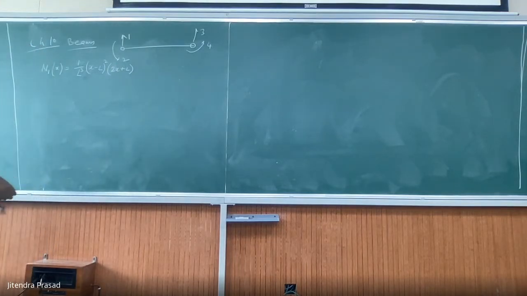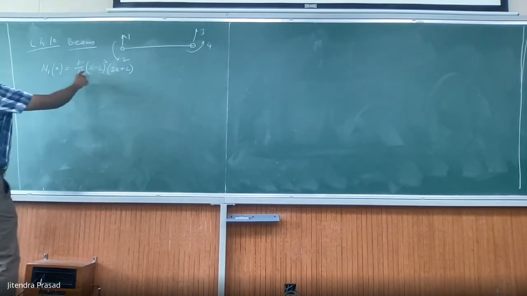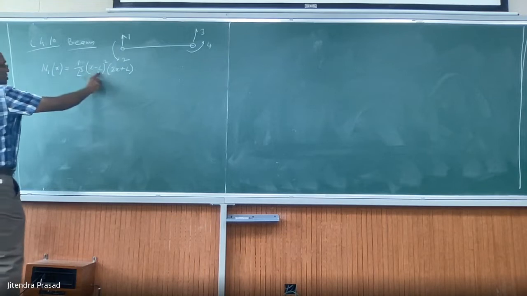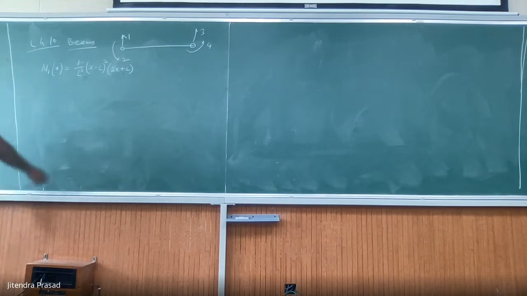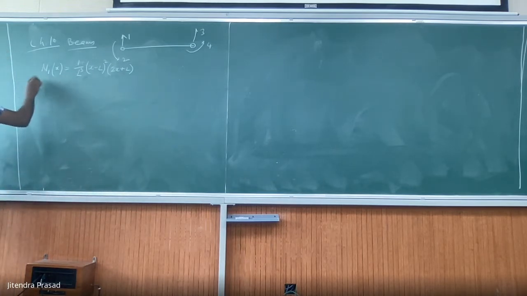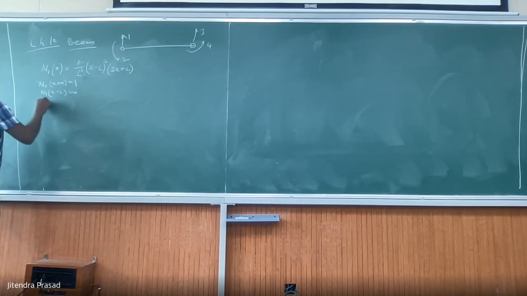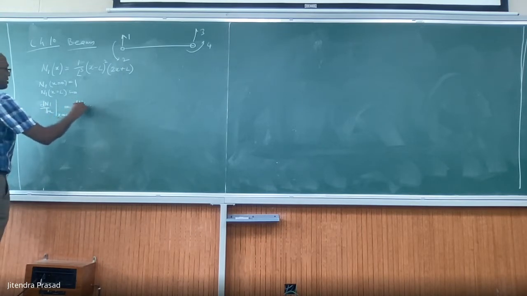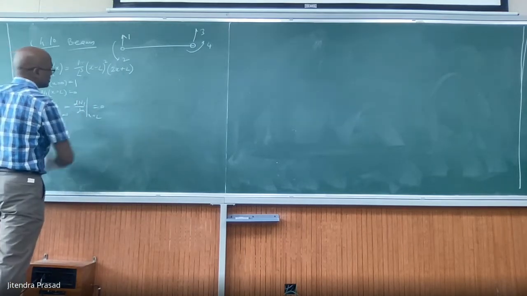So you can see that when we put x equal to 0, then we automatically get 1 in the square from here and here. For all others, this becomes zero. So what we see in this case is N1 at x equal to 0 is equal to 1, N1 at x equal to L is 0, and then dN1 over dx at x equal to 0 is equal to dN1 over dx at x equal to L, both equal to 0.